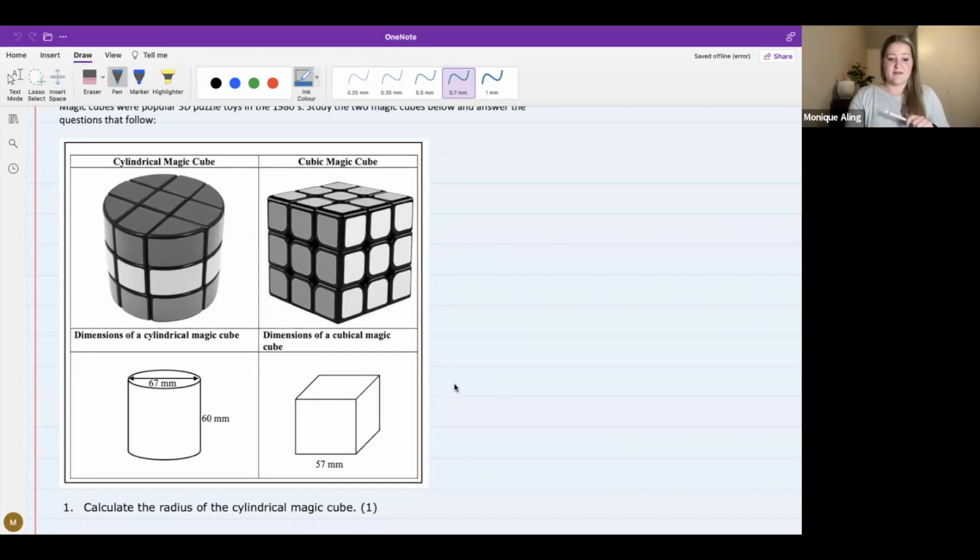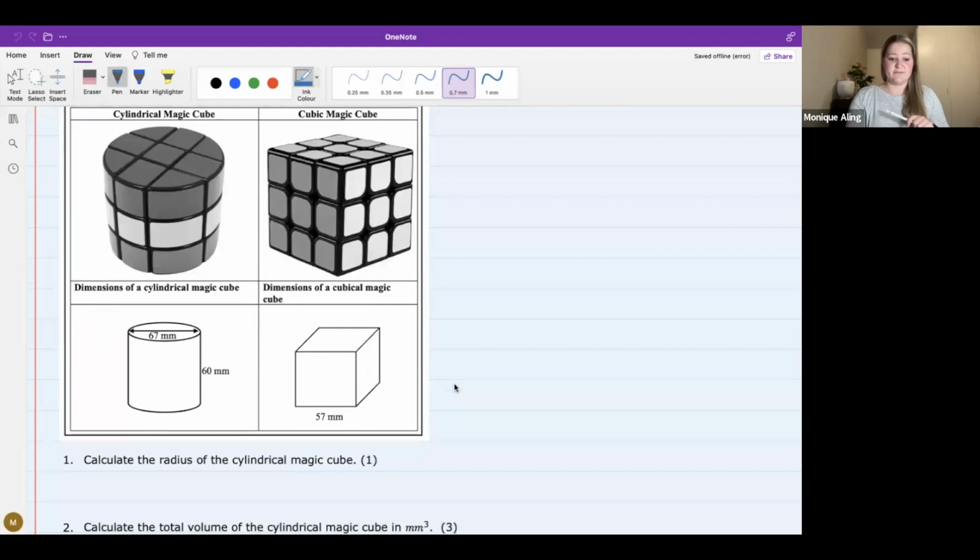All right, first question. Calculate the radius of the cylindrical magic cube. Calculate the radius. How are we going to do that? Any takers? Diameter divided by 2. Perfect.